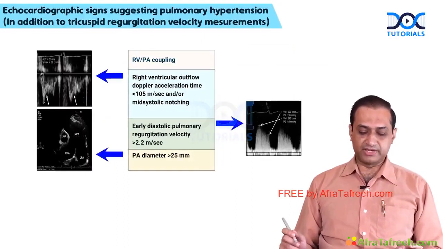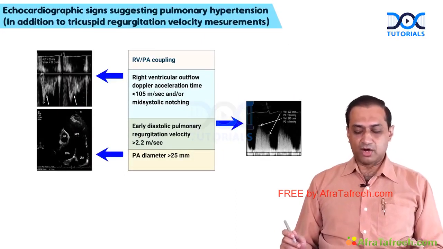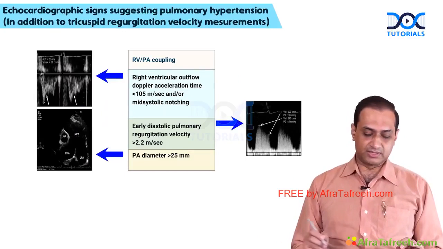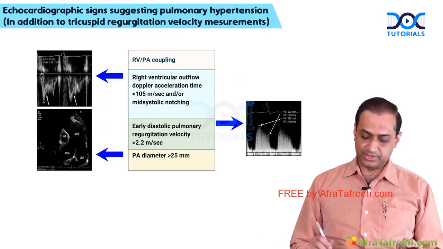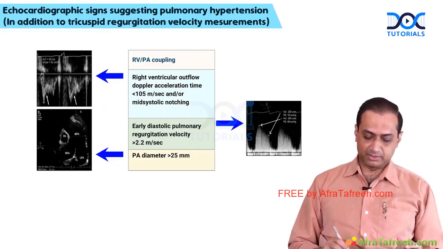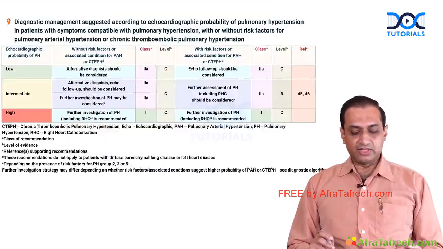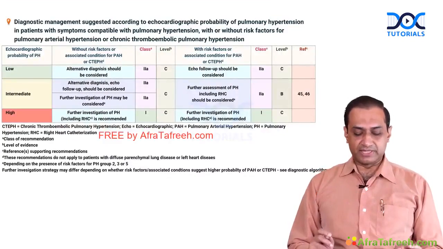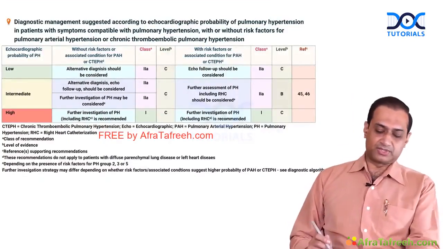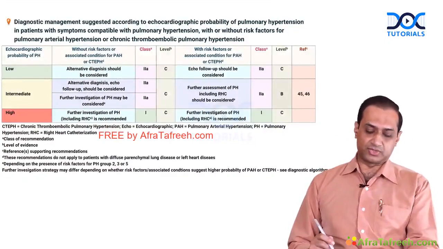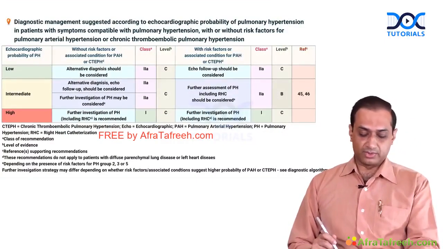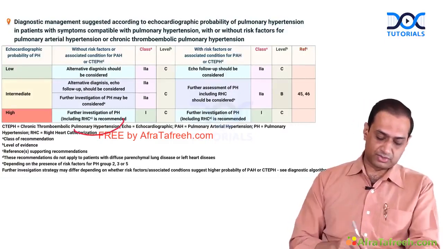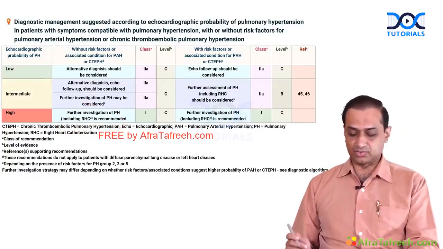Also, you can see RV-PA coupling, where the RV outflow Doppler acceleration time is less than 105, and there is early pulmonary diastolic PR velocity more than 2.2 meters per second, with PA diameter more than 25. So, these can be used to assess the low, intermediate and high risk probability. In patients without risk factors for associated PH or CTEPH, alternative diagnoses should be considered in the low group and ruled out, and further investigation of PH is required in the high risk group, which is class 1.